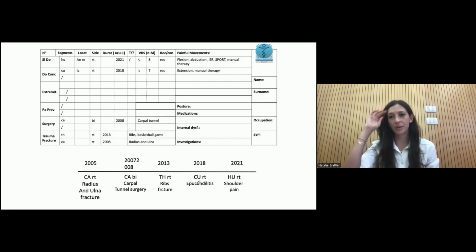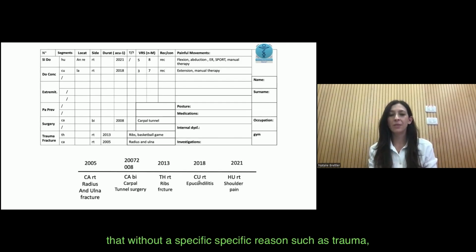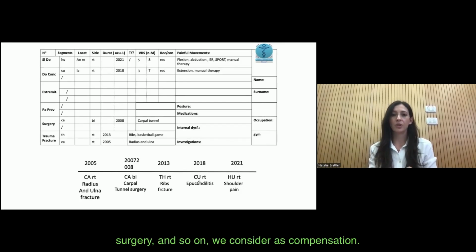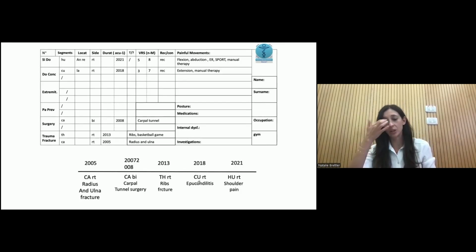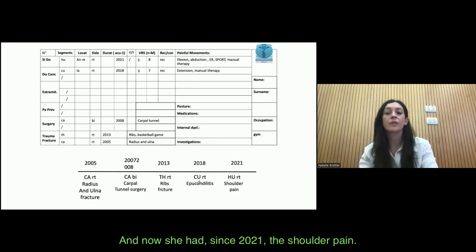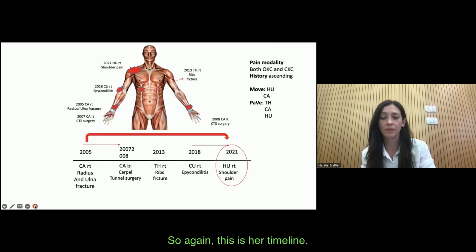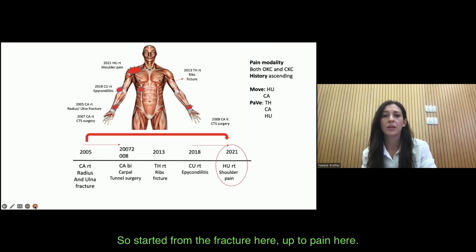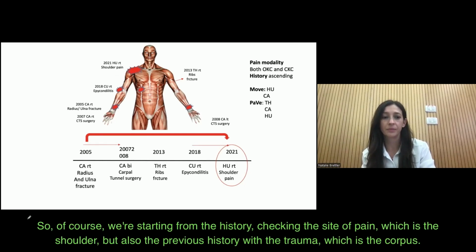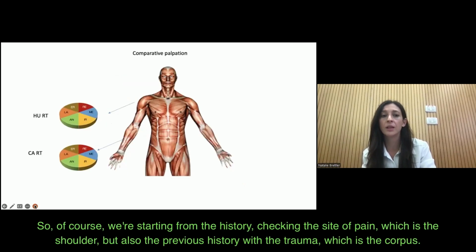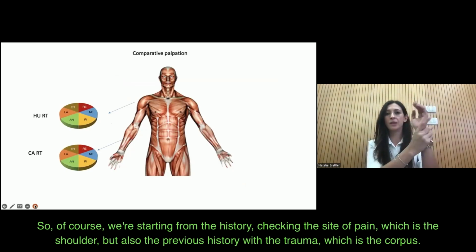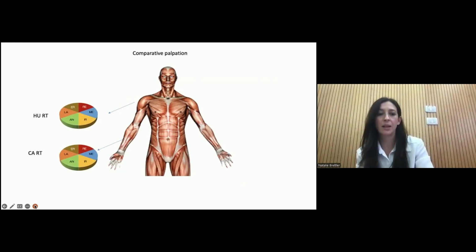Again, every symptom without a specific reason, such as trauma, surgery, and so on, we consider as compensation. And now she had, since 2021, the shoulder pain. So again, this is her timeline, started from the fracture here up to pain here. Of course, we're starting from the history, checking the site of pain, which is the shoulder, but also the previous history with the trauma, which is the carpus.